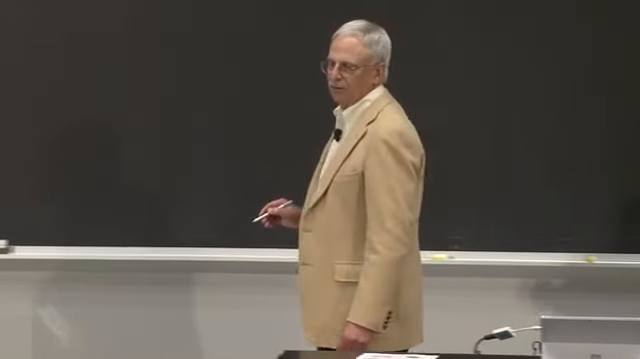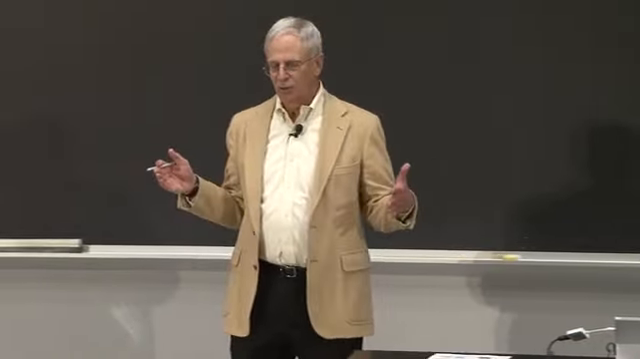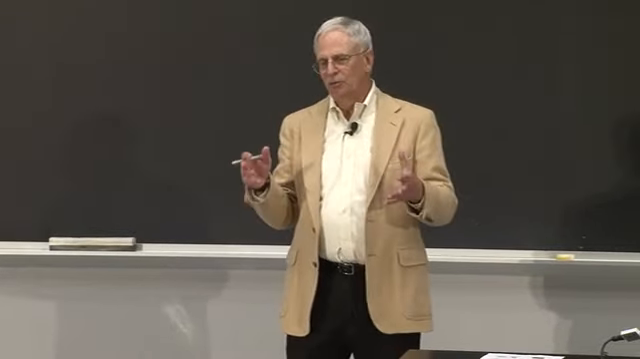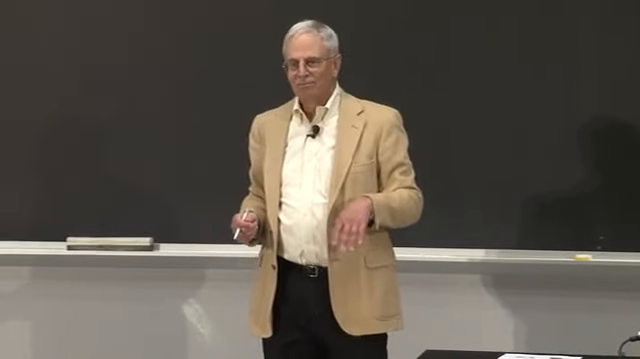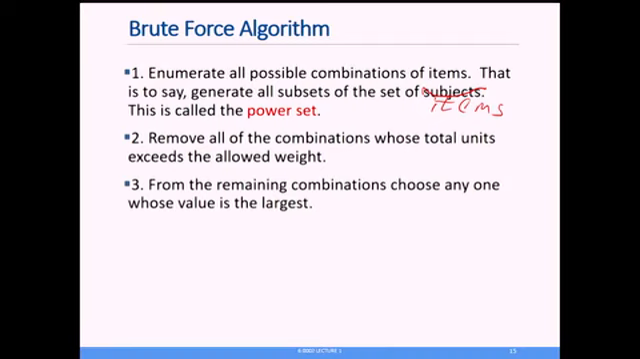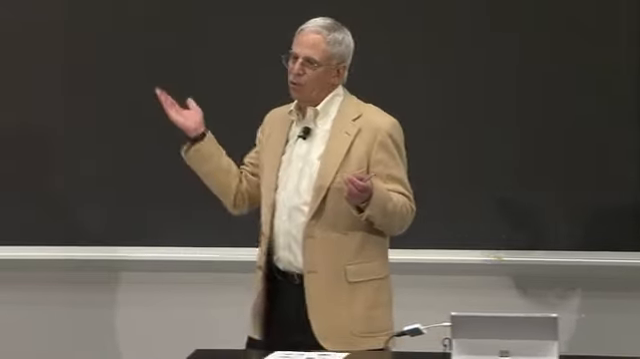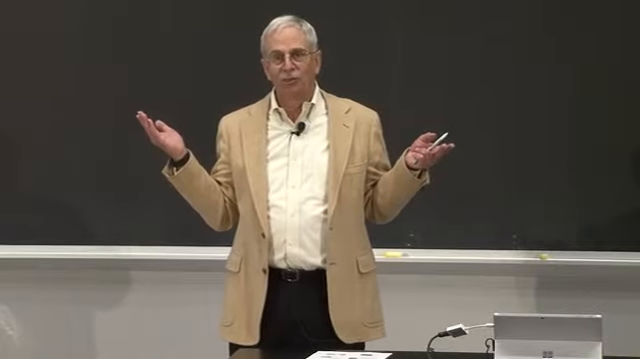This is called the power set. So the power set of a set includes the empty subset. It includes the set that includes everything and everything in between. So subsets of size 1, subsets of size 2, et cetera. So now I've generated all possible sets of items. I can now go through and sum up the weights and remove all those sets that weigh more than I'm allowed. And then from the remaining combinations, choose any one whose value is the largest. I say choose any one because there could be ties, in which case I don't care which I choose.